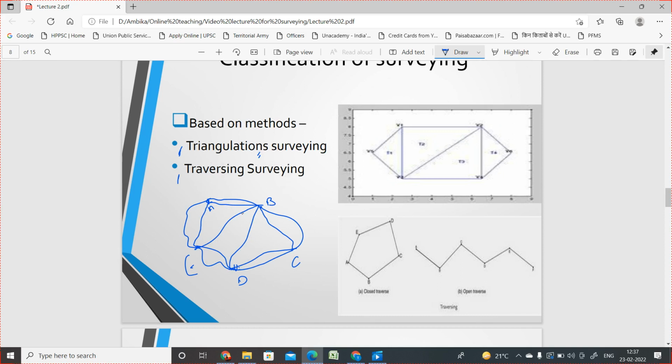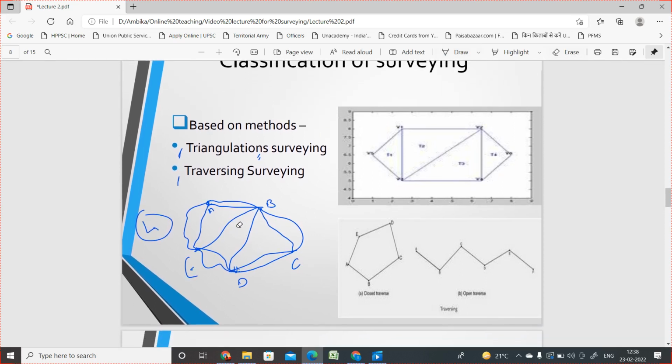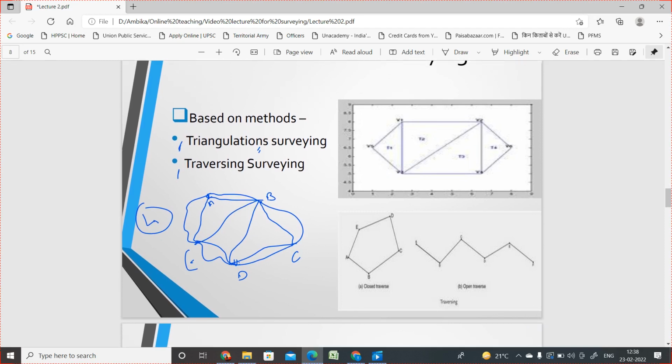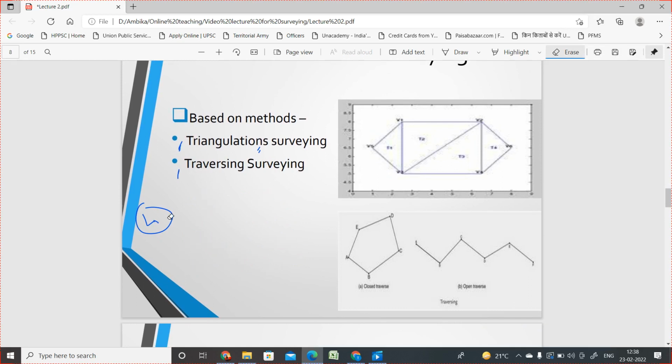The next one is the traversing method. In case of triangulation, we used only which type of measurement? That is linear measurements. Now the next one is traversing. Now what is traversing? Oh, wait a minute. I have to erase this one. When we used only linear measurements, then it is triangulation. But in case of traversing, we use angular measurements also.